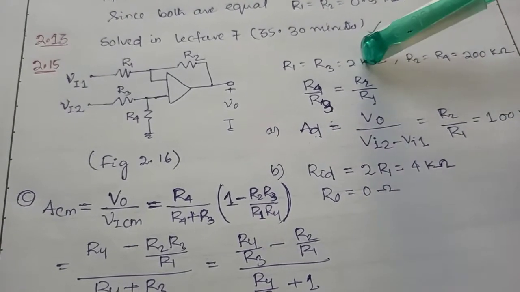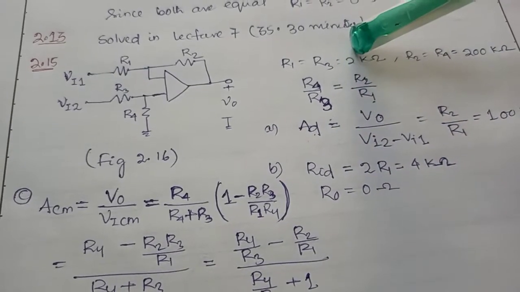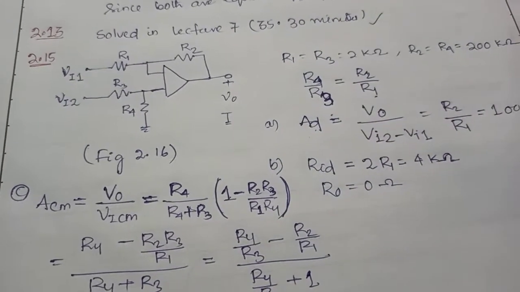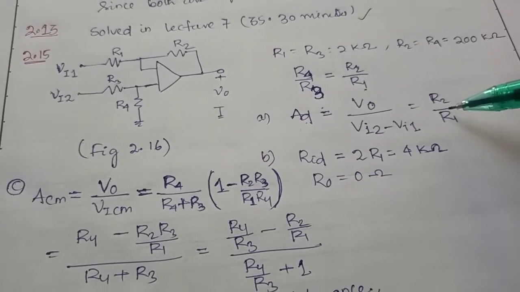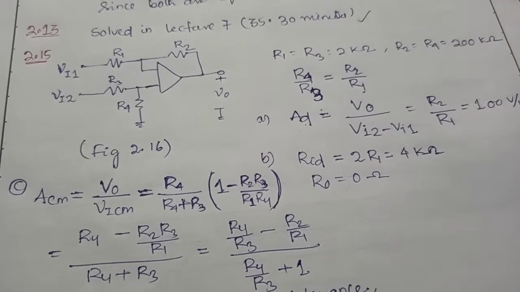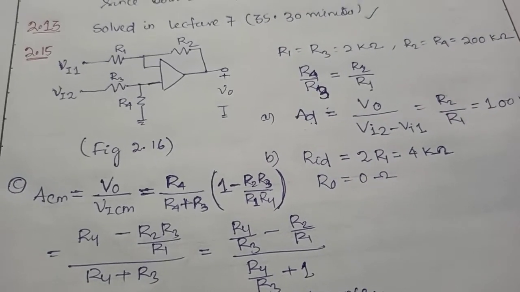R4 200 upon 2 kilo ohm is the same as R2 by R1, 200 upon 2 kilo ohm, which means this condition is satisfied. It means my R2 by R1 is equal to 100 volt per volt. This is my AD. The second part asks us to find the value of the differential input resistance RID and the output resistance R output.